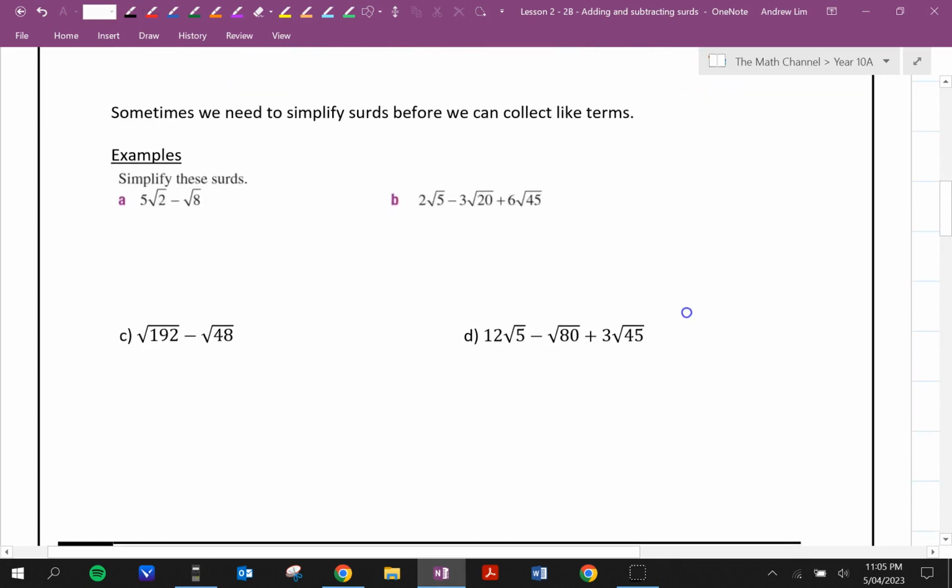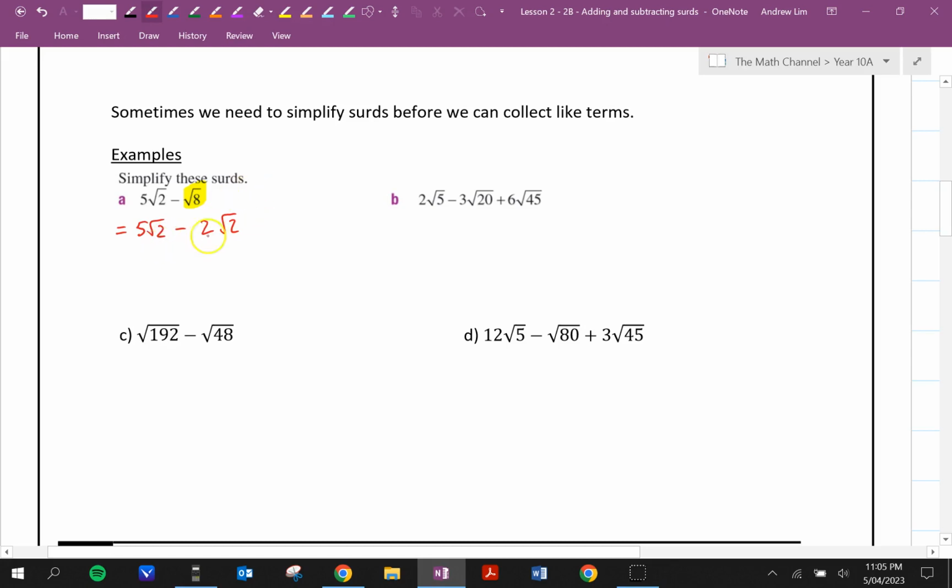Right, but sometimes we need to actually simplify the surds before we can collect like terms. So we can see here, question A, 5 root 2 minus root 8. You might think, oh, we can't do anything with that. They're not like terms. But we can actually do something with this. This root 8 can be simplified. So we've got 5 root 2 minus, well, we can split this root 8 into root 4 root 2. And the square root of 4 is just 2. So I'm just going to write 2 root 2.